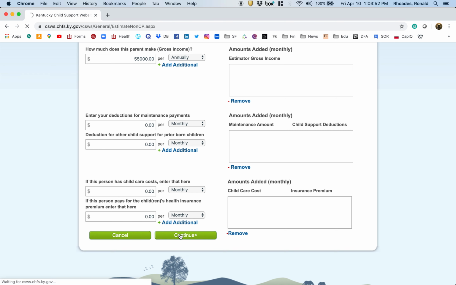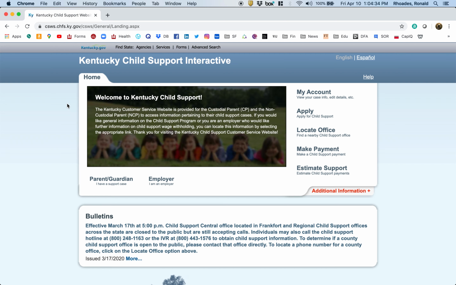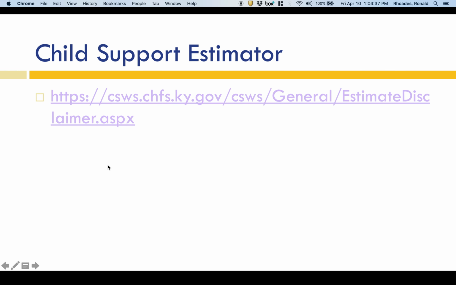Then we continue this, and then we say, wow, this is the amount that's due from the non-custodial parent to the custodial parent: $2,177 a month. That is incredibly high, given that he only makes $55,000. That's his gross pay. His net pay is probably, because of income taxes, down around $44,000, and he's paying more than half of that in terms of child support. So, wow, I'm not sure this makes a lot of sense, but it's an interesting site here from the state of Kentucky that basically allows you to estimate child support.